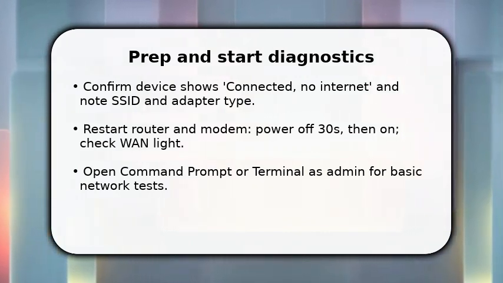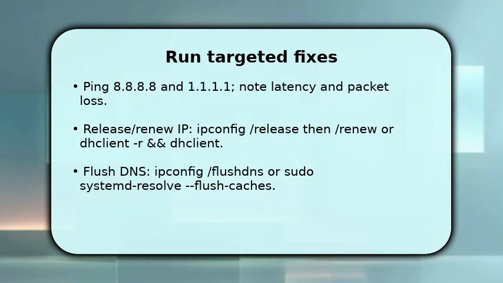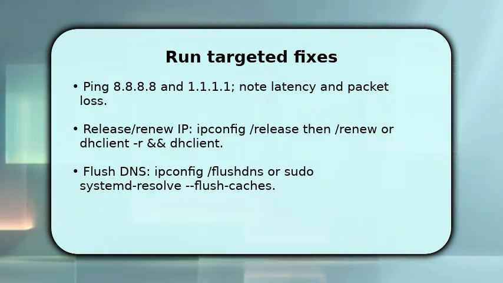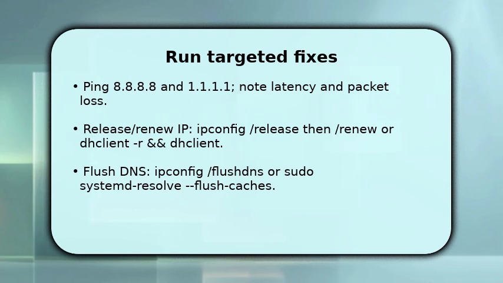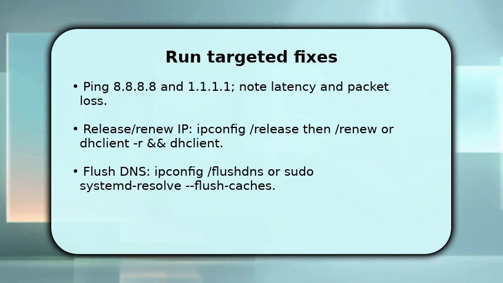You now run targeted commands to isolate DNS and IP issues. First, ping public DNS servers like 8.8.8.8 and 1.1.1.1. If pings succeed, routing exists and DNS is likely the culprit. Once done, release and renew your IP to clear lease corruption. Use ipconfig or dhclient depending on your OS.